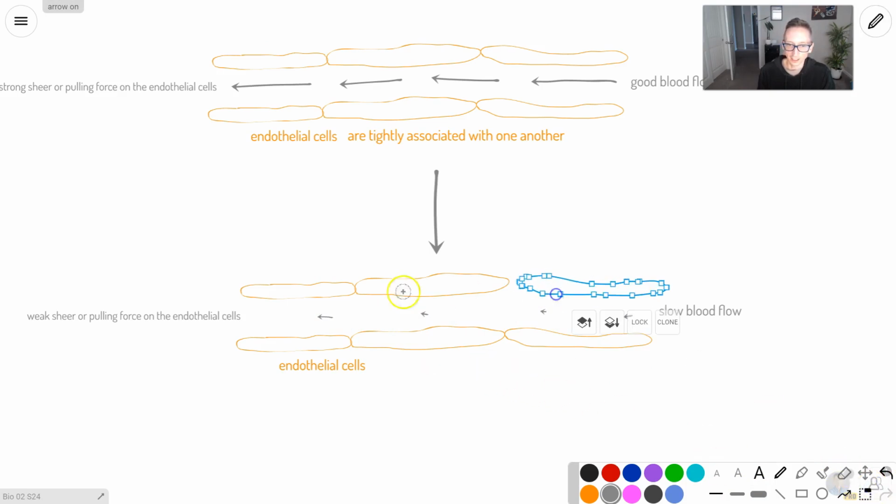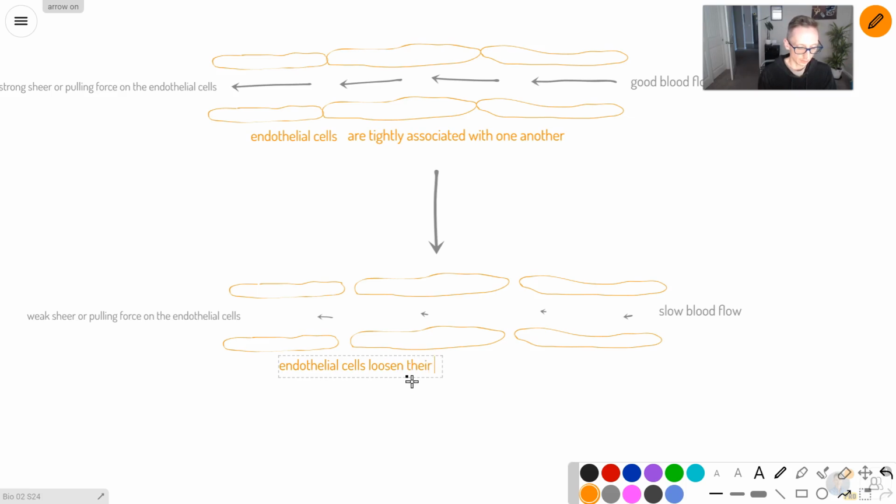These endothelial cells, again, they loosen their grip on each other. Endothelial cells. I guarantee nobody else here at this college is teaching you this. It's pretty cool. Endothelial cells loosen their grip on each other.